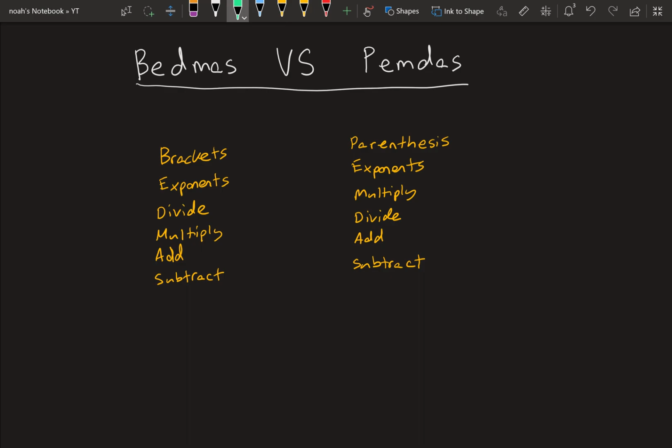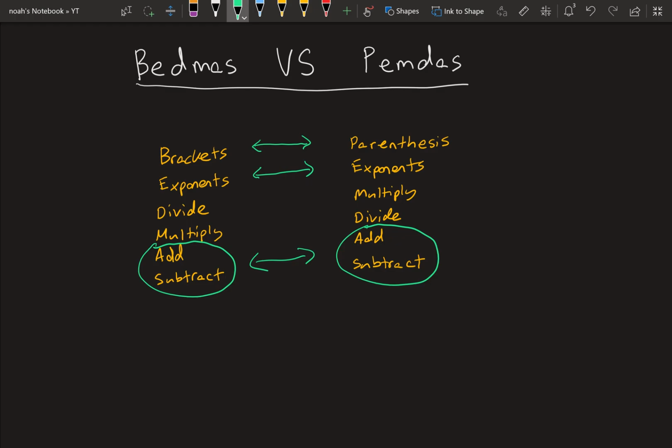Brackets and parentheses are the same thing. It's just parentheses is fancier language. Exponents are the same. And here's where it gets different. This is the same, but the order of divide and multiply is reversed.